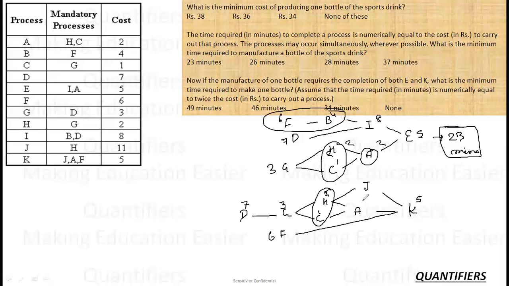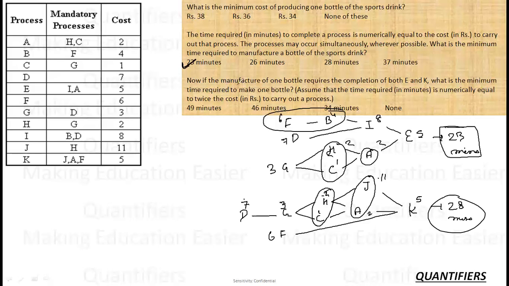At this process, J and A, J is taking how many minutes? J is taking 11 minutes, A is taking 2 minutes. So basically only 11 will be considered. In the meanwhile, this will automatically be completed, right? And this K is 5. 7 and 3, 10 and 2, 12 and 11, 23 and 5, 28 minutes are spent over here. So the minimum time taken is 23 minutes. 23 minutes is the minimum time.